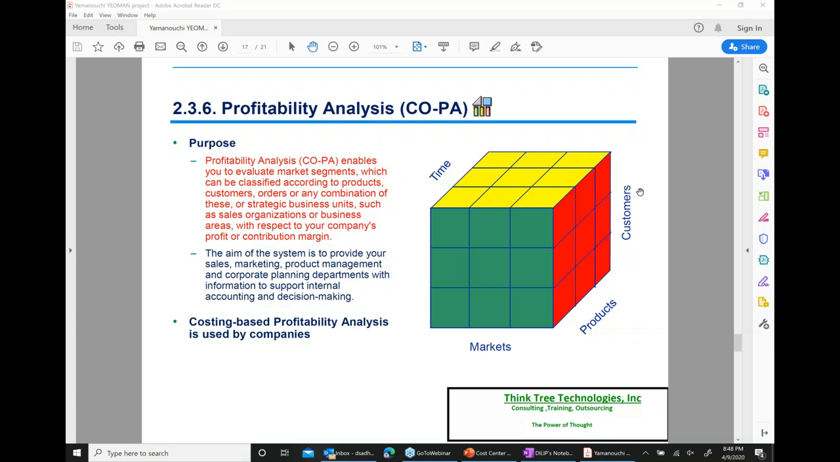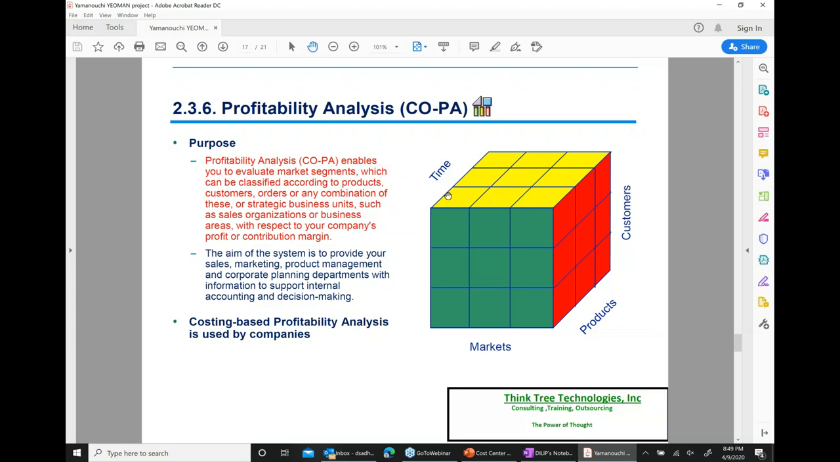What customers or group of customers? And in what time? 2020, 2019, 2018, January, February, March. So it's a four-dimensional analytic capability to analyze your information. I want to know, in this market, this product, this customer, and this time, what is my profitability?